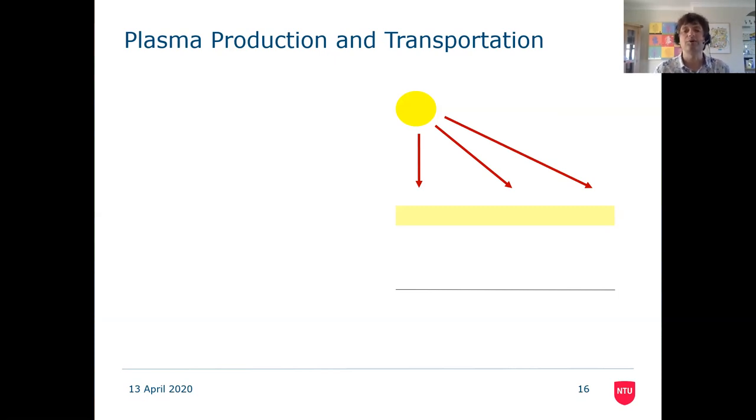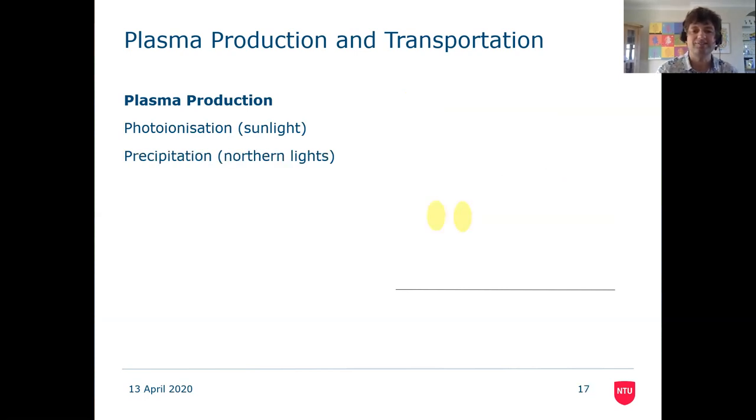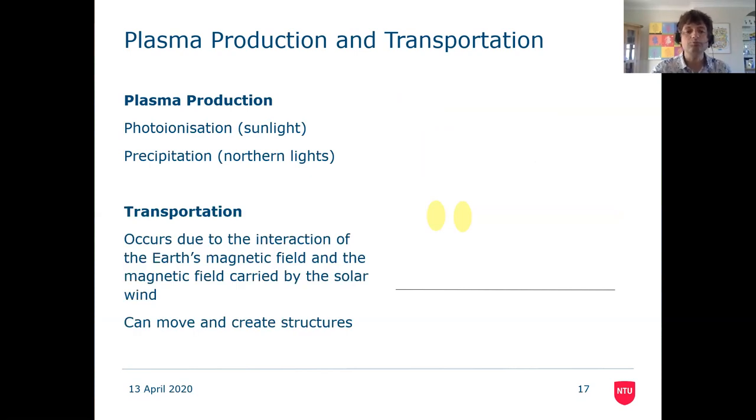The main source is photoionization. High above the cloud decks, it's always sunny in the daytime. And so in the daytime, we get plasma production by photoionization. The sunlight ionizes the Earth's upper atmosphere, giving us nice even layers like this. Particle precipitation, that material hurtling in from space, the same process that gives us the northern lights, can give us little regions of plasma like this.